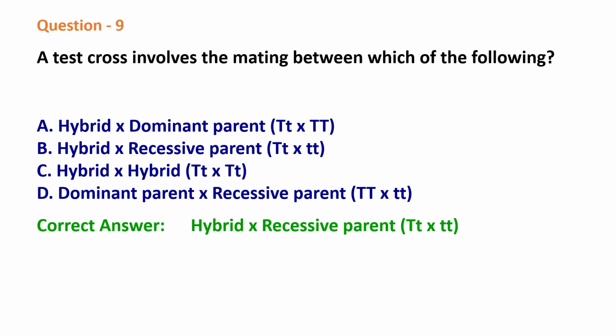In test cross, we always try to test the genotype of the progeny. So the progeny is the hybrid, and that is always tested by crossing with the recessive parent. We already know that the recessive parent, since it is recessive, is homozygous. There is no doubt about that. But whether the progeny obtained is homozygous or heterozygous is being tested using the test cross. So always the progeny is crossed with a recessive parent.